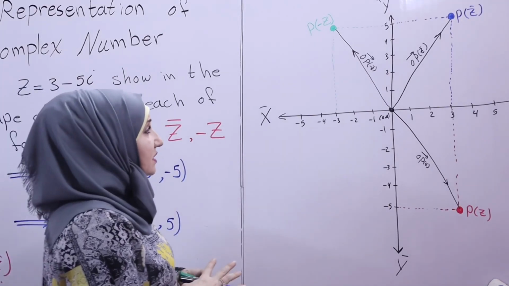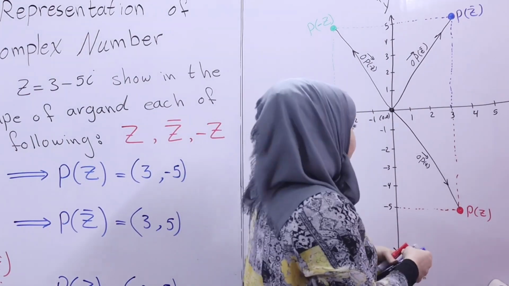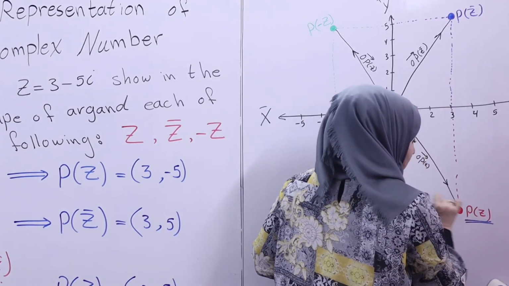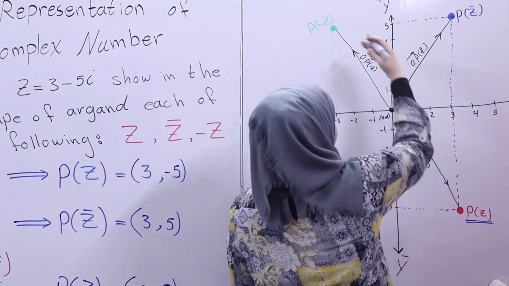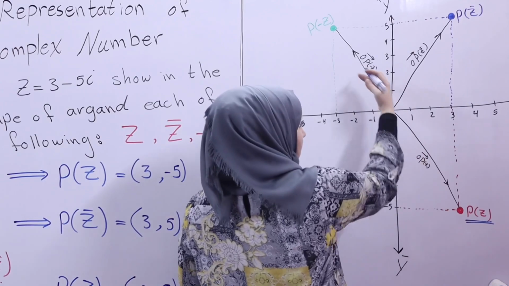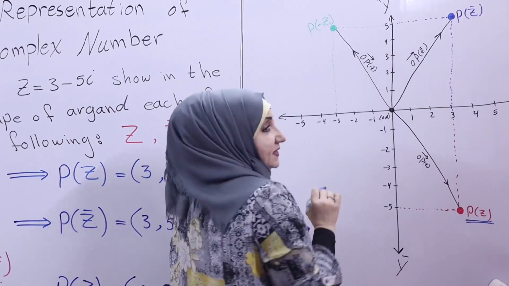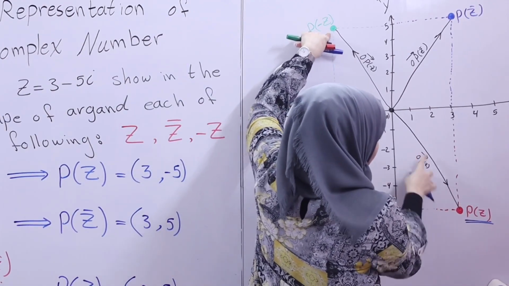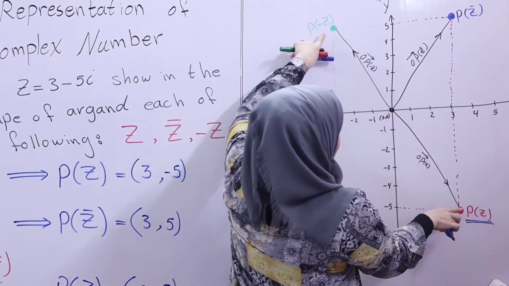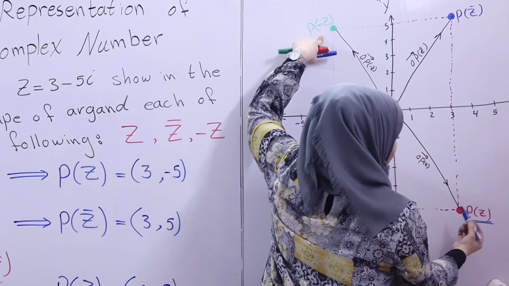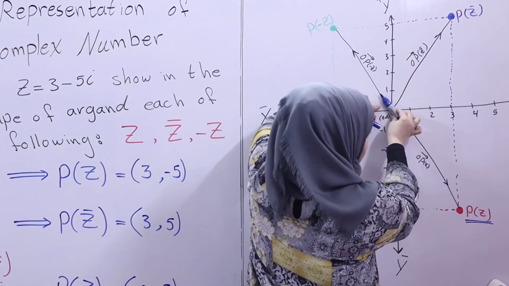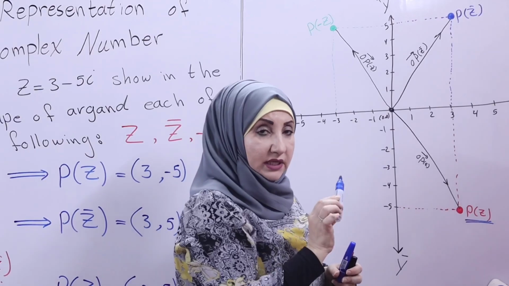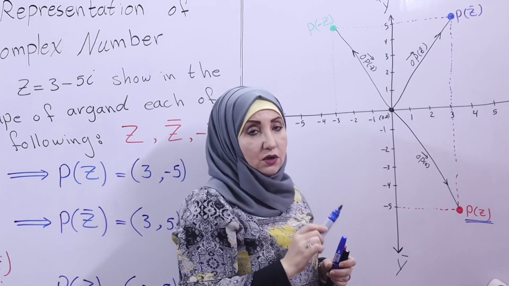We can notice that the geometric representation of the complex number z will be the inverse of the representation of negative z. It will be opposite in direction. Notice they have the same length, the same units, but opposite directions. So the representation of z is on the same line but in the opposite direction to the representation of negative z, because we take the inverse of z.